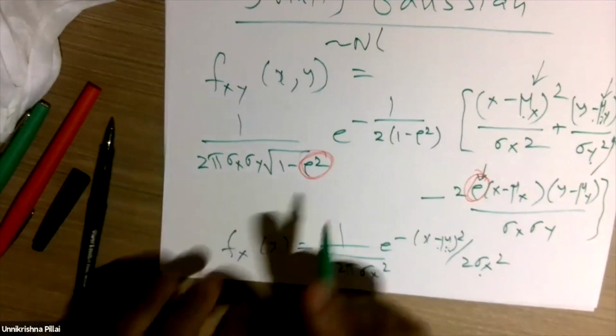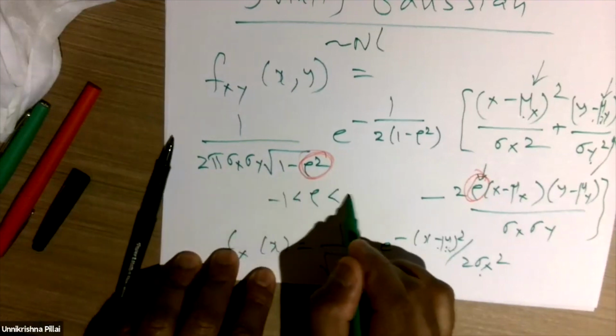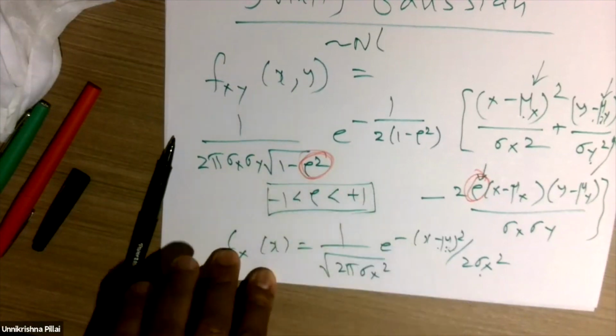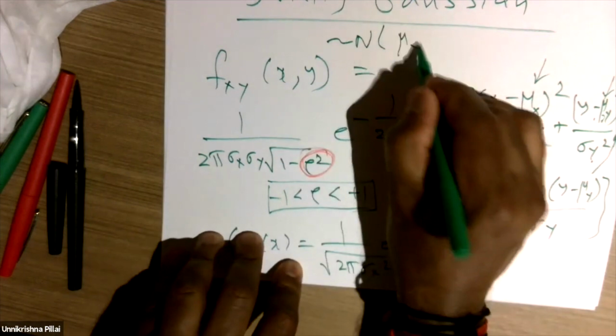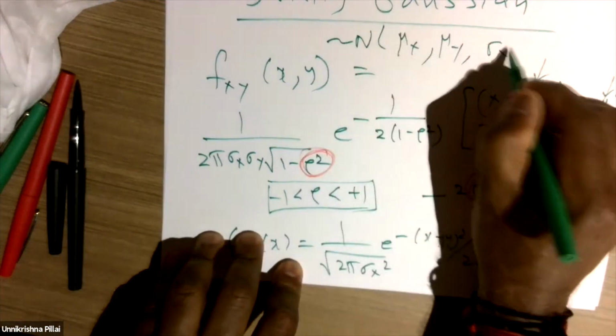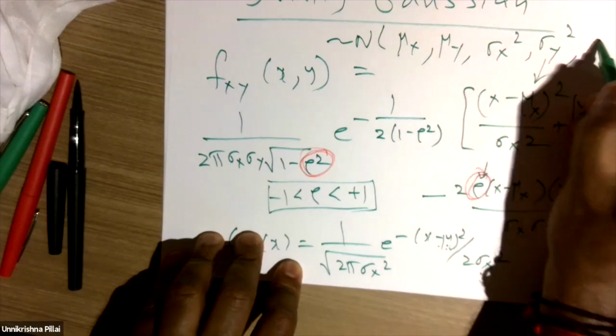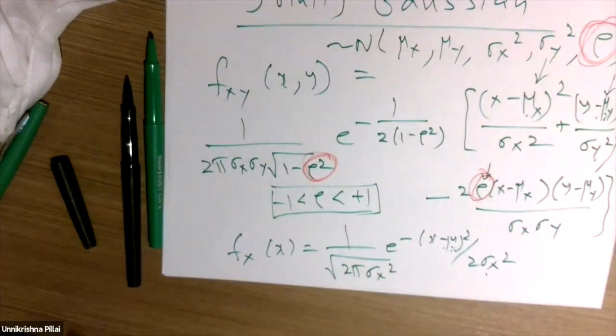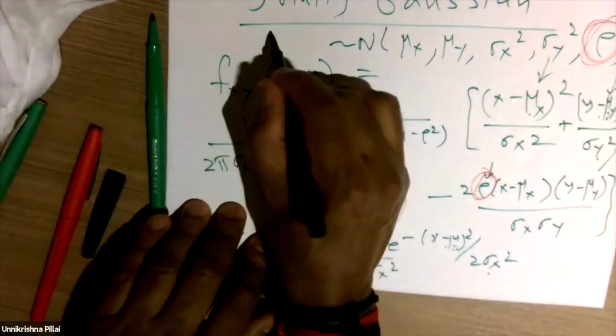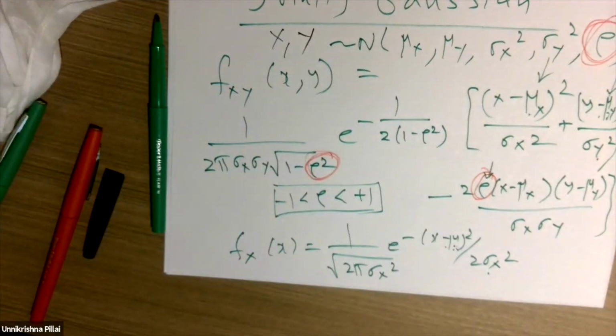And this is valid for rho between minus 1 and plus 1. What rho is will come, as I said, in a week or something. So it has got five parameters: mu x, mu y, sigma x squared, sigma y squared, and then rho. X and Y are said to be jointly Gaussian if the density has this form. So I'm going to give you an exercise. Let me ask you to simplify this.